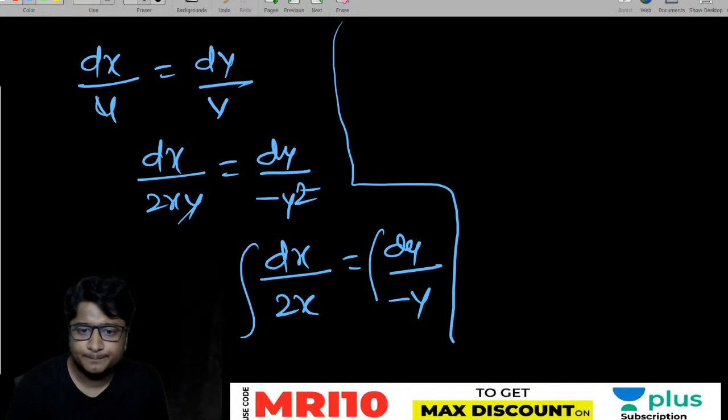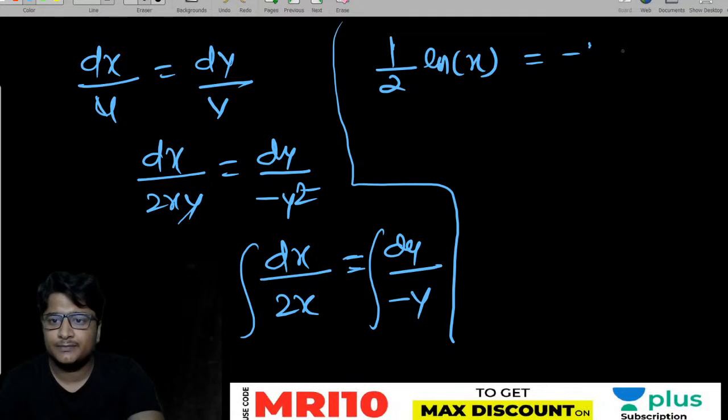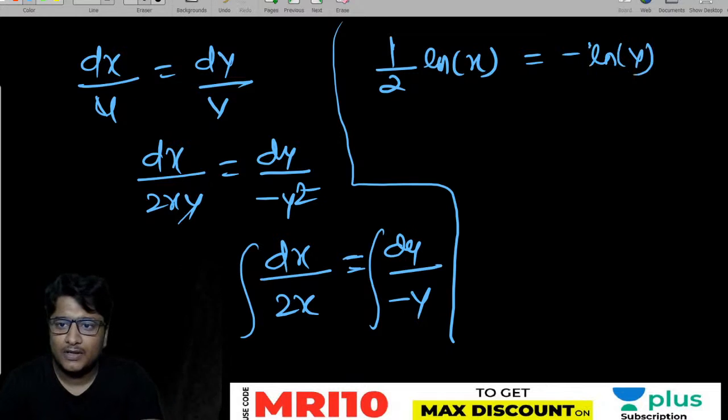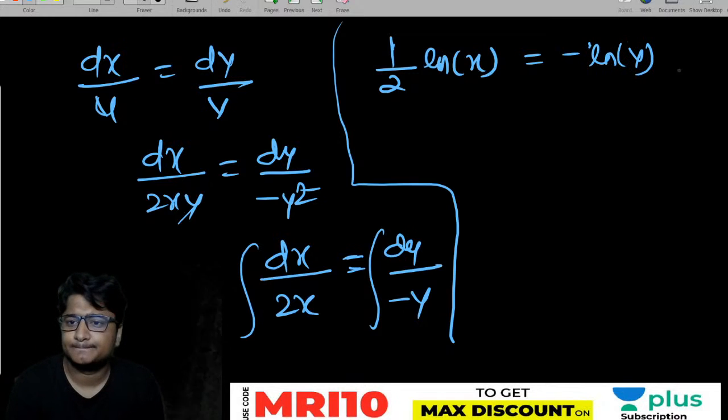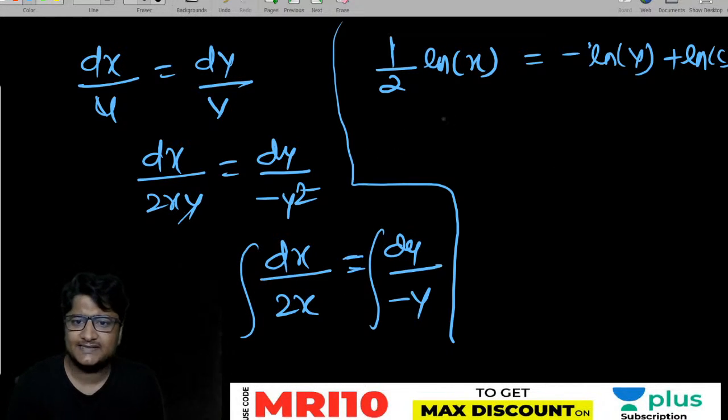Integrate both sides. So it will come as 1 by 2 ln x equal to minus ln y plus ln c. The constant part I have taken because it's not a definite integral. There is no limit, so you have to take ln c here.